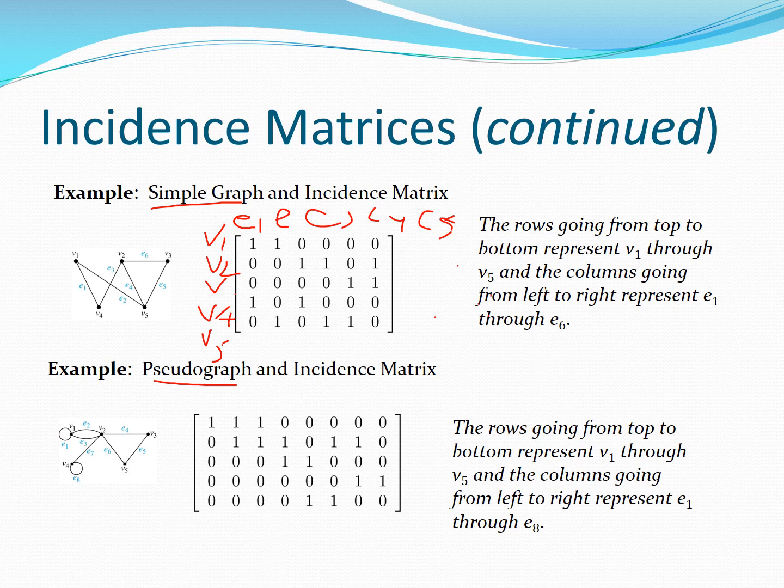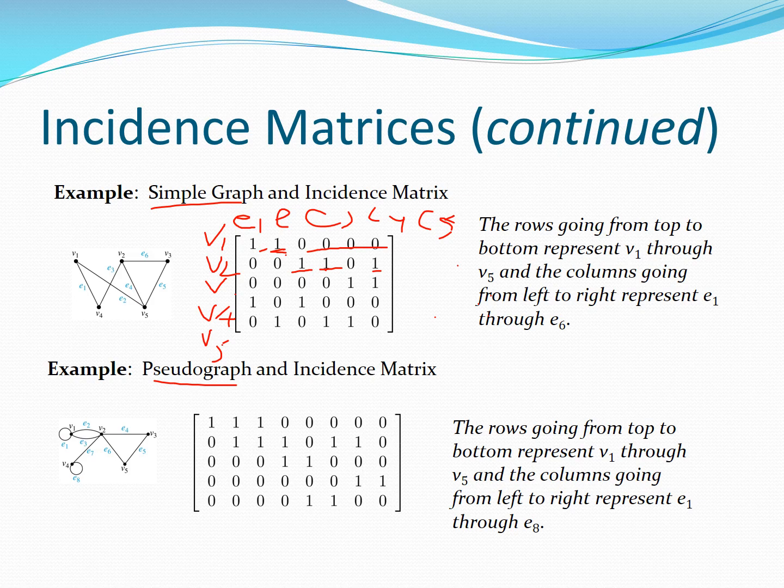Now let's take a look at V1. V1 is connected to E1 and it's connected to E2. So V1 and E1 shows a 1 there. V1 and E2 shows a 1 underneath. It's not connected to any of the other edges, so all the other edges have a 0 right there. Let's take a look at V2. V2 is connected to E3, E4, and E6. So that is your E3 here, E4 right there, and then your E6. All the other edges are going to be showing zeros.